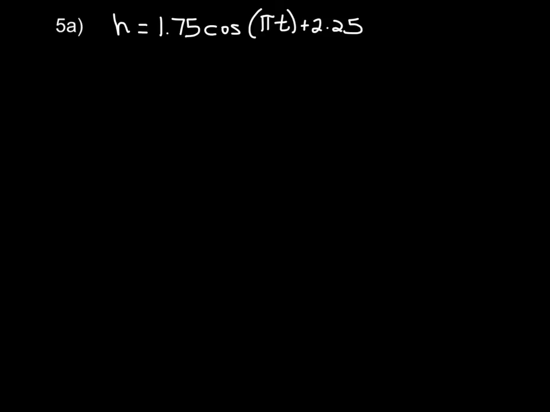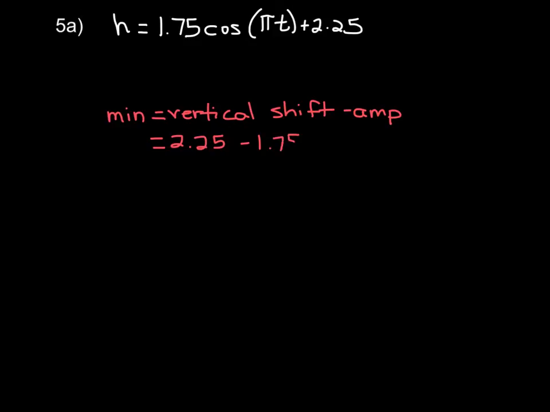Number 5 says that the height of a yo-yo above the ground can be modeled using this equation that we're given right here. In part A, they want us to determine the maximum and minimum heights that the yo-yo reaches above the ground. Well, we know that the formula for finding the minimum is just the vertical shift minus the amplitude. So if we look at our formula, this 2.25 is going to give us our vertical shift, and the amplitude is right here in front of the word cosine, 1.75. So all we have to do is take the vertical shift and subtract the amplitude from it. So that gives us 0.5.